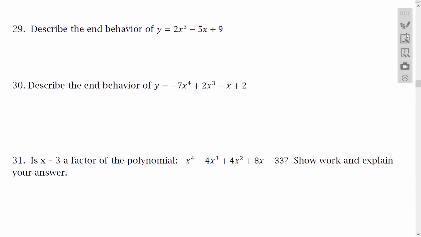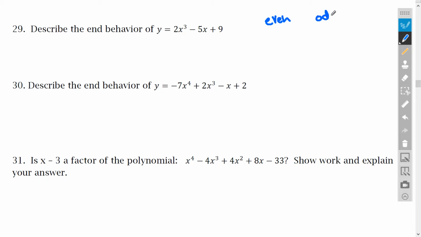29, describe the end behavior. Okay, so the end behavior had to do with two things, the degree and the leading coefficient. The degree could either be even or odd. The leading coefficient could be positive or negative. So if it was even and positive, this was the end behavior. If it was even and negative, this was the end behavior. If it was odd and positive, this was the end behavior. And if it was odd and negative, this was the end behavior.